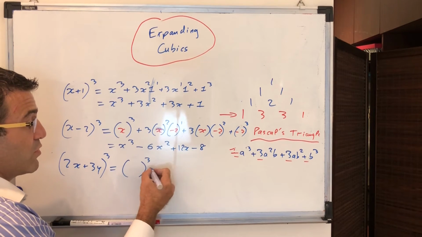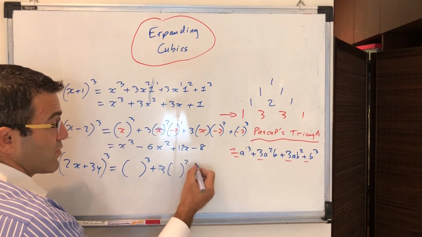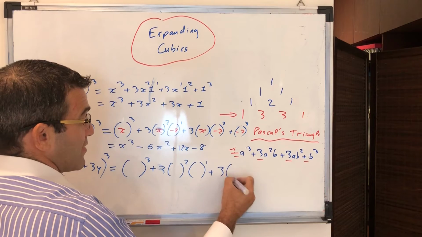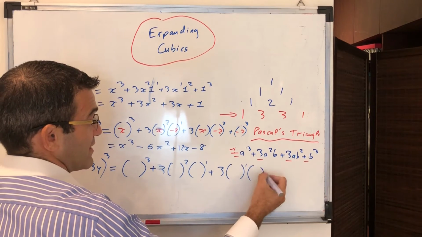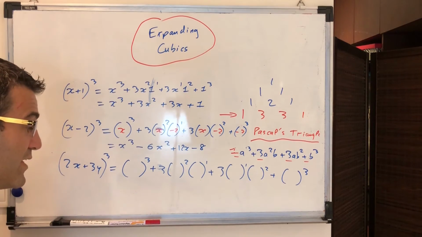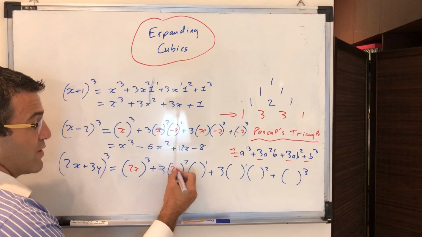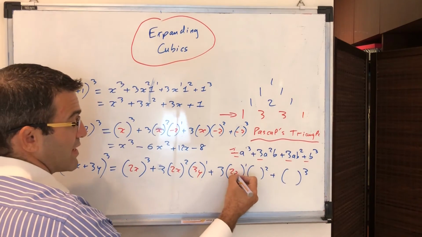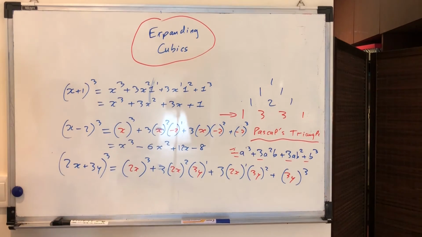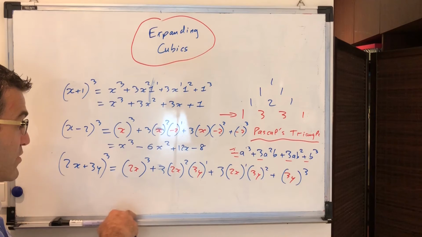So the first thing cubed plus 3 times the first thing squared times the second thing to the power 1 plus 3 times this to the power 1 and then this squared, and then plus the second bracket cubed. So let's just fill in the blanks again. So here we have 2x, and 3y, 2x, 3y, and 3y. So it's just a case of using the formula and plugging in the values.